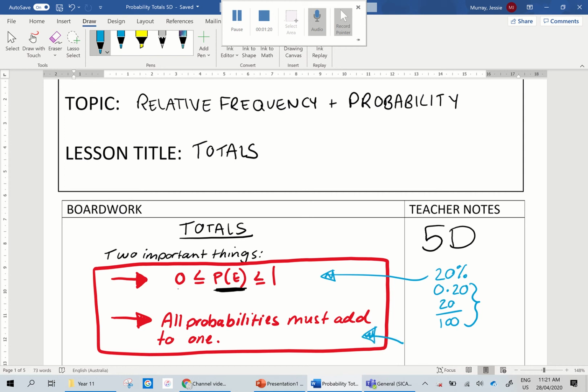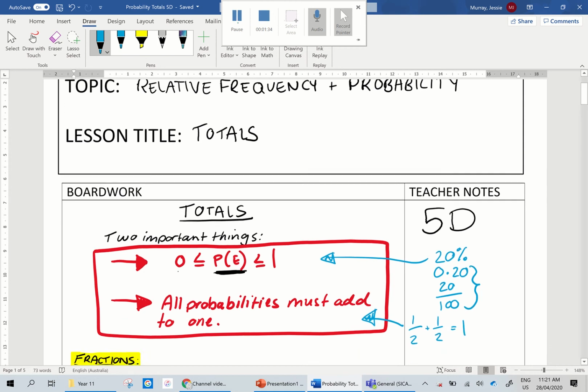The other thing is all probability must add to a total of 1. So let's think about this, for instance. The probability of flipping heads and tails on a coin, they add up to 1, because probability of getting heads is a half, probability of getting tails is a half. Add them together, that gives you 1 whole.